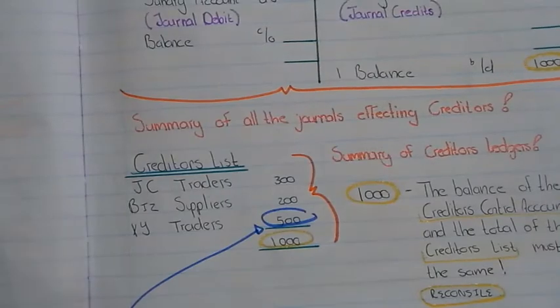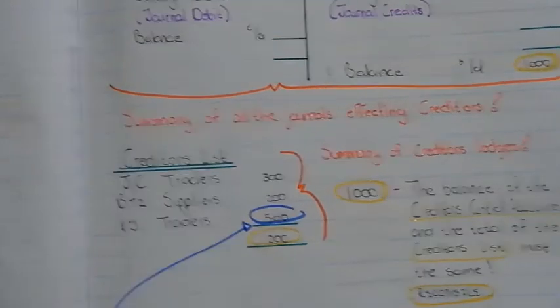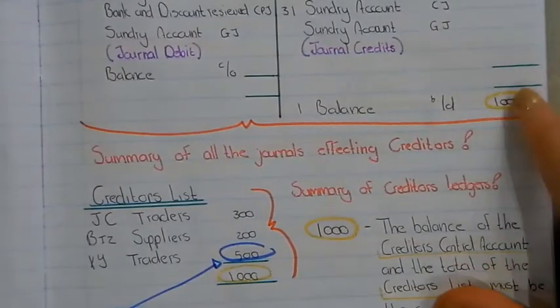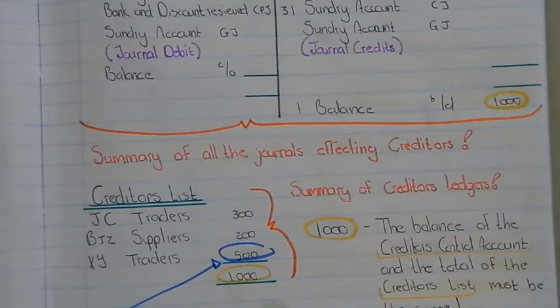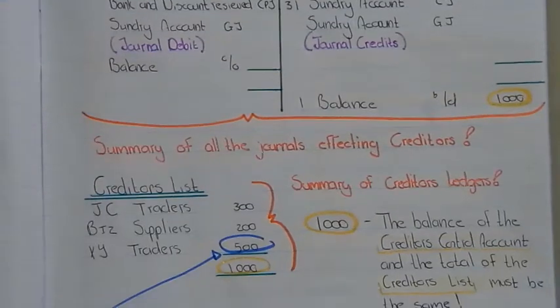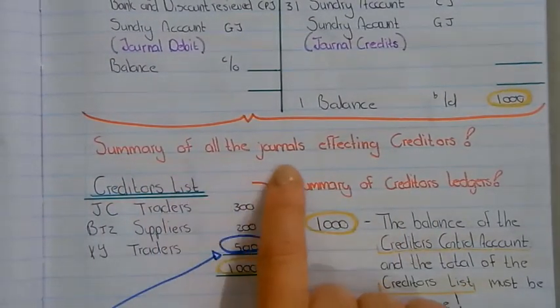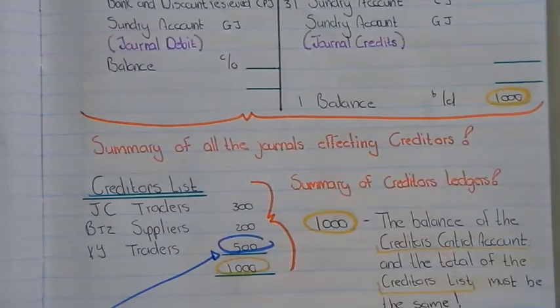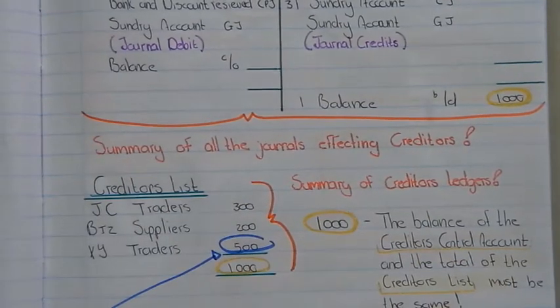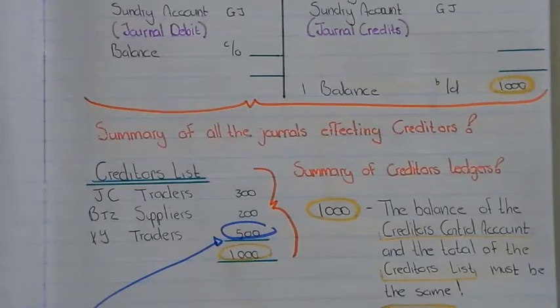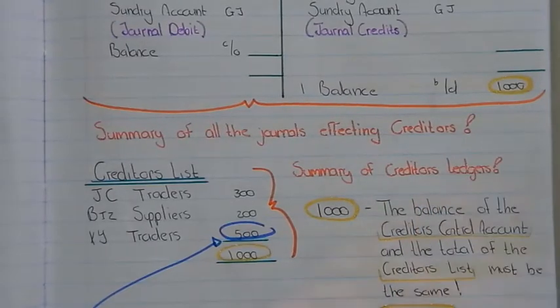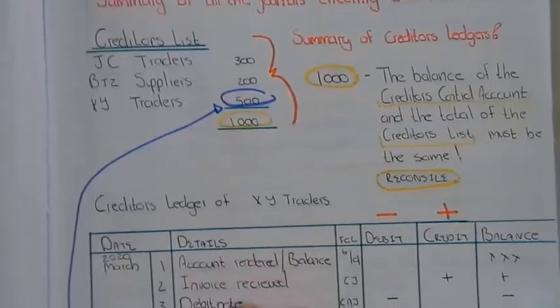Remember now that we are busy with reconciliations, so the balance of my creditors control account must be the same as the total of my creditors list. Remember that our creditors control account is a summary of all the journals affecting creditors, whereas my creditors list is a summary of all my creditors' ledgers. So let's quickly look at my creditors ledger.